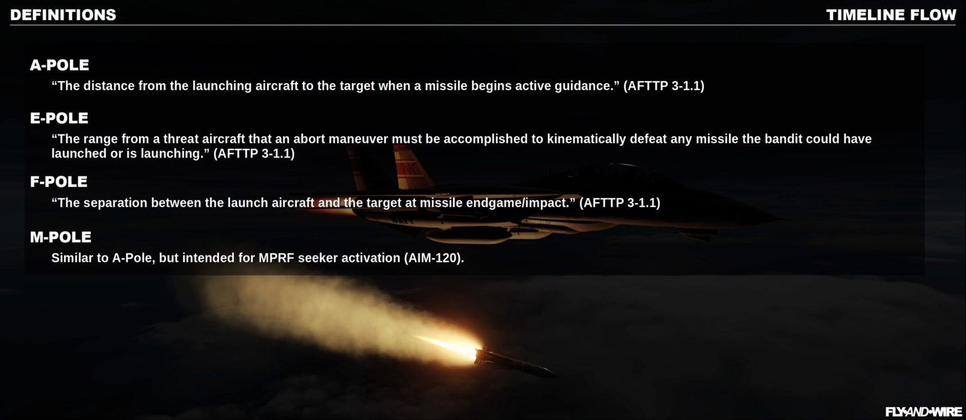E-pole is intuitive and reminds of MAR. The idea is defining a range past which the fighter cannot use maneuvers to defeat an incoming missile. And finally, the F-pole is the distance fighter to target when the missile reaches the target itself. It does not mean that the target has been hit, though.